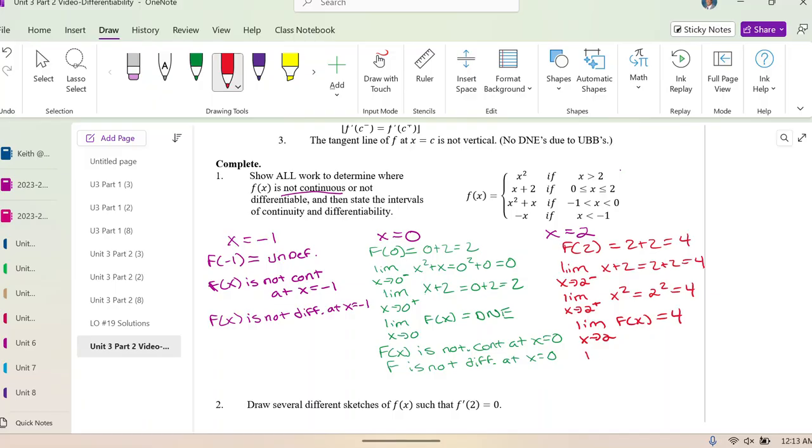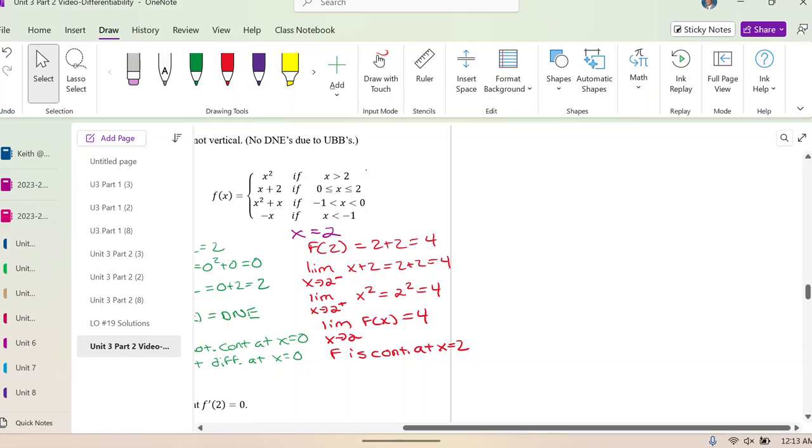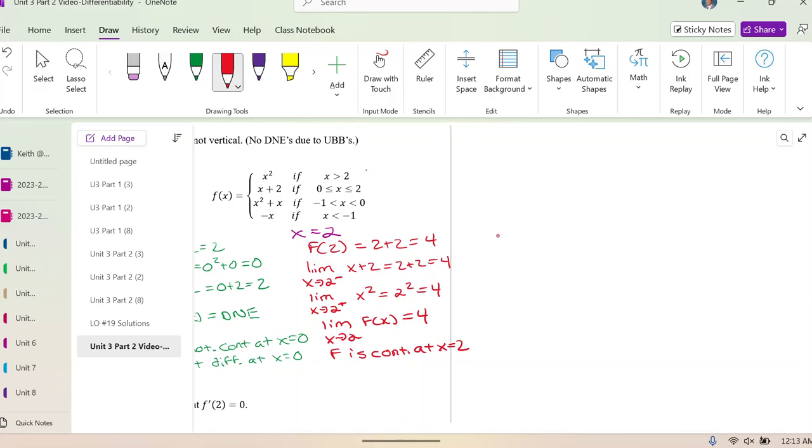So that means f is continuous at x equals 2. So now we have to determine, is it differentiable? So remember, to determine if it's differentiable, we have to take the derivative from the left of 2. Well, from the left of 2 is right here. And notice this is a line, right? And the slope of the line is the number in front of the x. So f prime of 2 from the left is equal to 1.